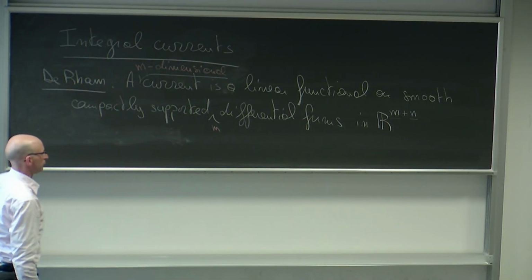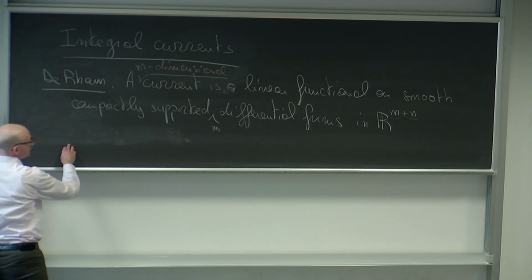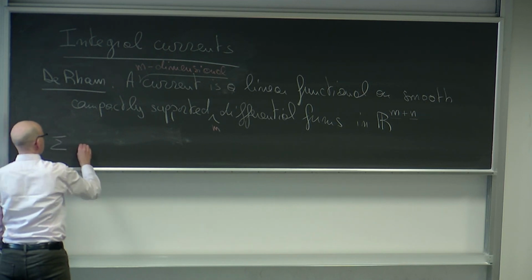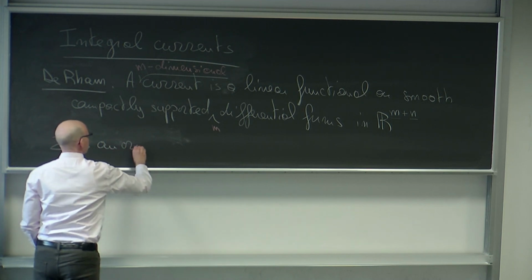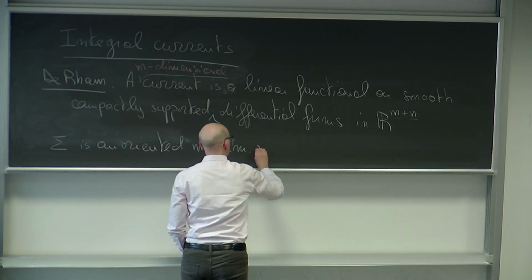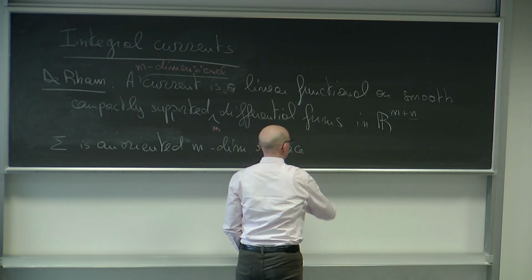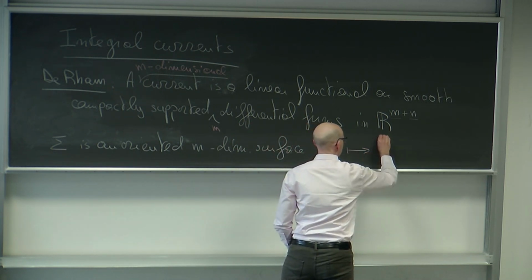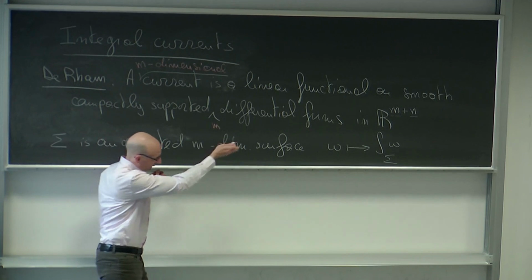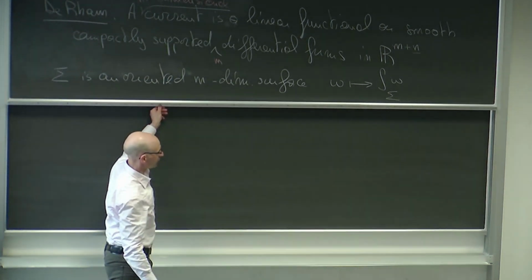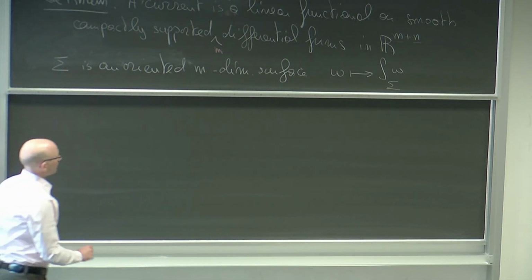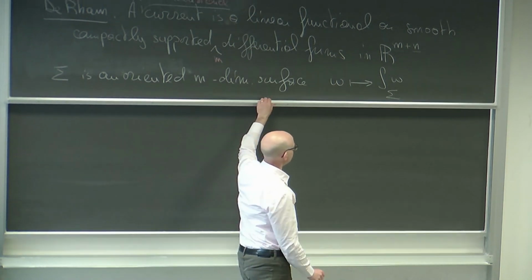Okay, so what was the purpose of this? Well, the purpose, of course, was to generalize m-dimensional oriented surfaces, because if sigma is an oriented m-dimensional surface, what I can do is integrate the form over it. Okay, so I understand the action of the surface on the form by integration as defining a current.